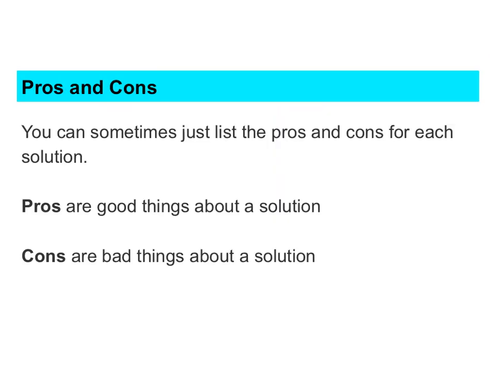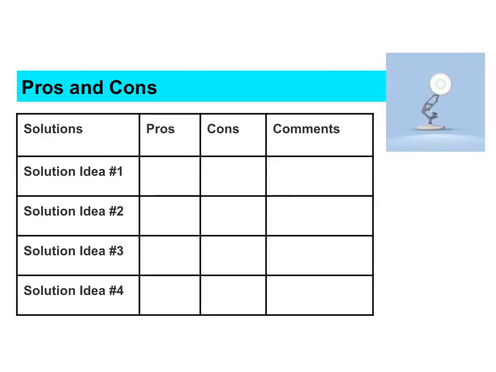Another way to evaluate designs is to make a simple pro and con chart. You just list the pros and cons for each solution. I'll show you an example in the next slide. The pros are the good things about a solution, and the cons are the bad things. Here's an example of a pro-con chart that you could make.